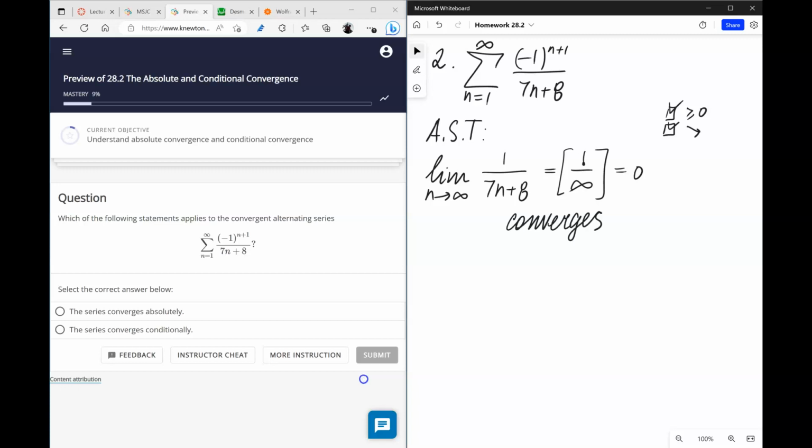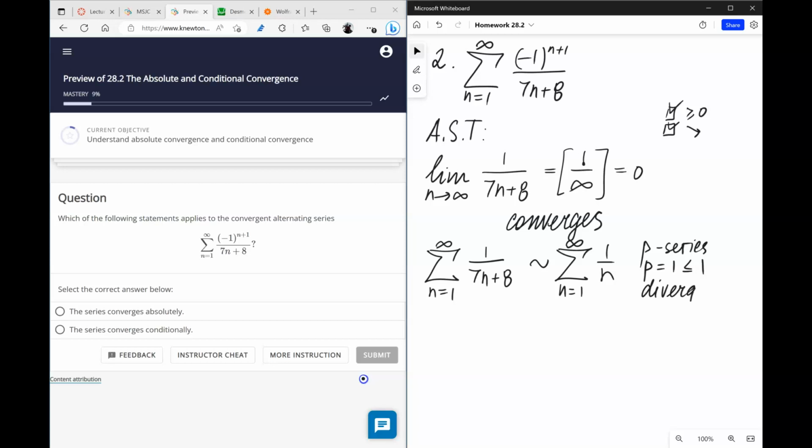Now, to identify whether it converges conditionally or absolutely, we have to analyze the convergence of this series, and this series behaves exactly the same way as this series, which is a p-series with p equal to 1. Because 1 is less than or equal to 1, this is a divergent p-series. We also know this series as the harmonic series, so it diverges.